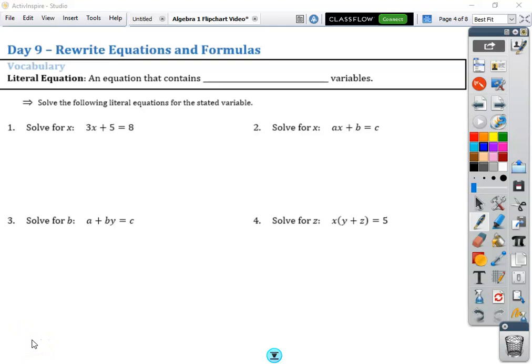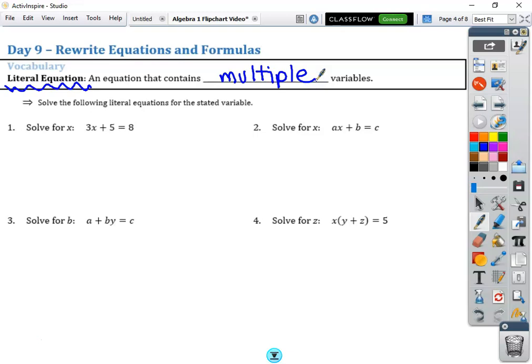We are on day 9, literal equations. So let's write in this top vocab. It's pretty important. You want it different than the rest of your equations. Literal equation: an equation that contains multiple variables. Multiple variables. Here we go.